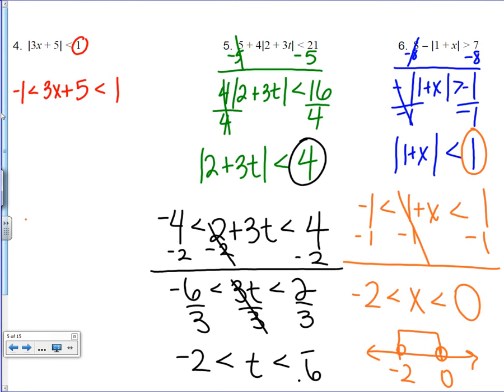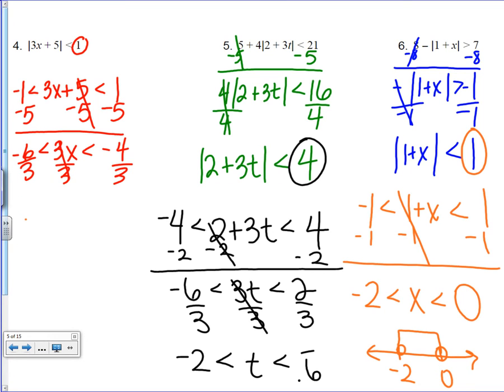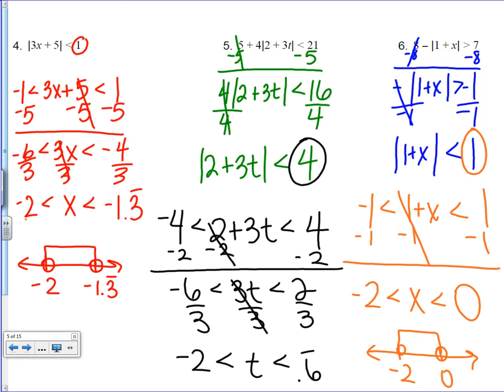My last one over here is the red one. Let's isolate the x in the middle. I get negative 6 is less than 3x is less than negative 4. Divide by 3. I get negative 2 is less than x is less than negative 1.3 repeating. The x is isolated. Put them on a number line. They both get open circles, and the x is in the middle, so we shade in the middle.